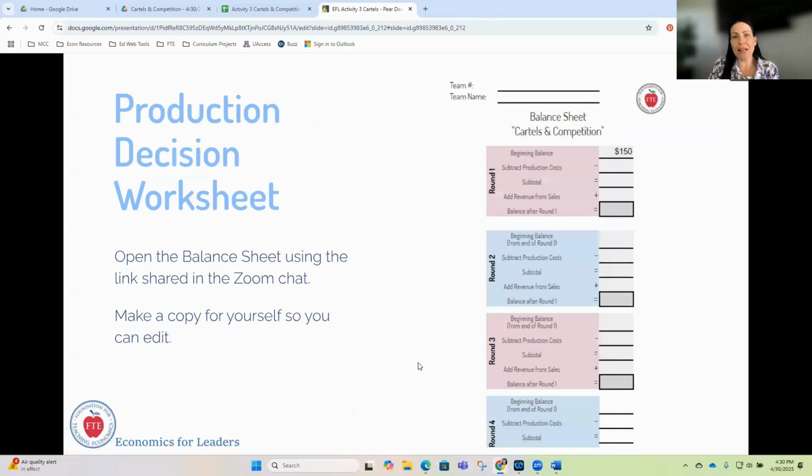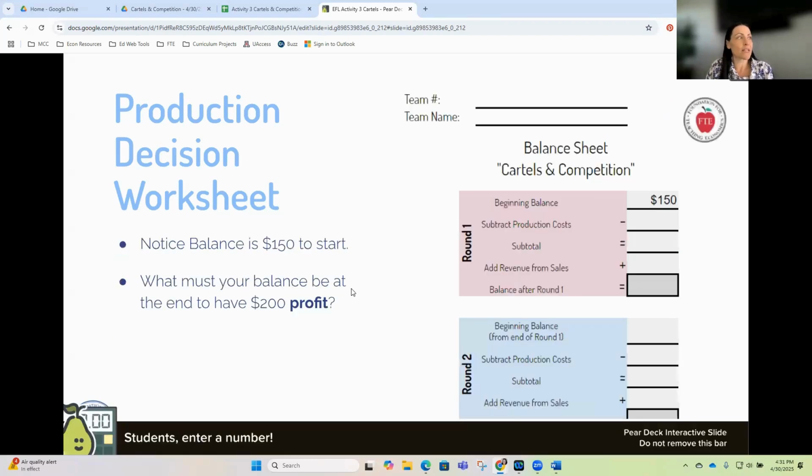So you're going to have a balance sheet that looks like this. Everybody has access to it. Your accountant will keep the official copy, and it just guides you through keeping track of your profit every round. So go ahead and open the balance sheet for your team. I also have it projected here on the screen. And notice that you start with $150. That's because you're going to have to pay your production cost up front.